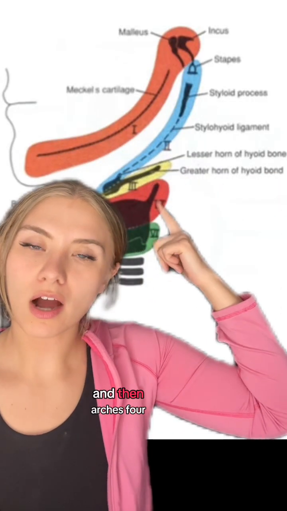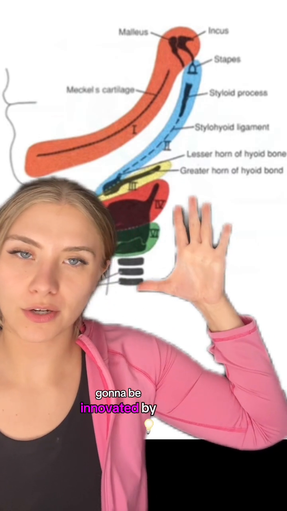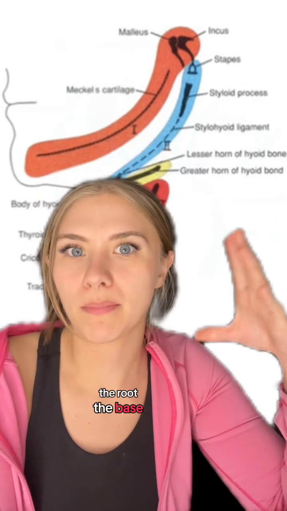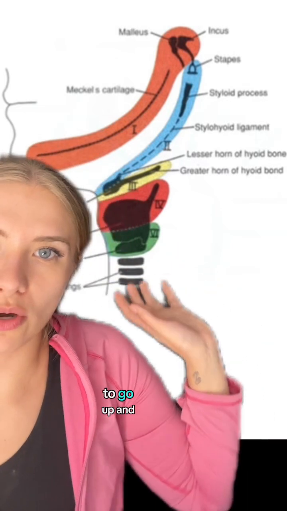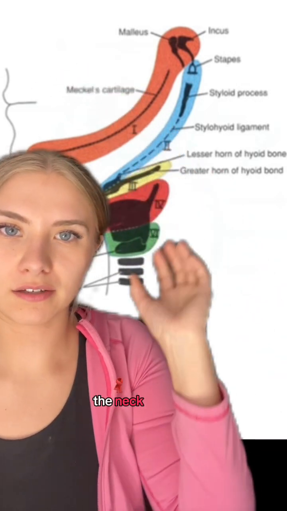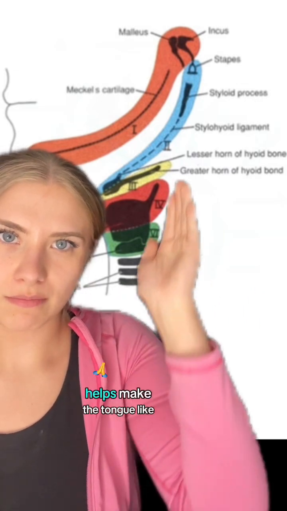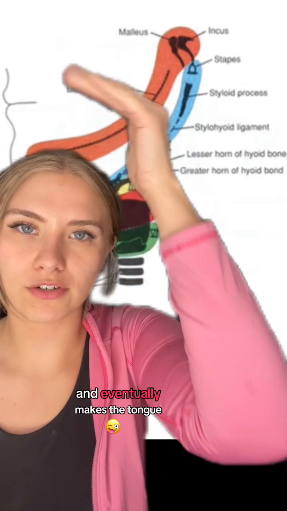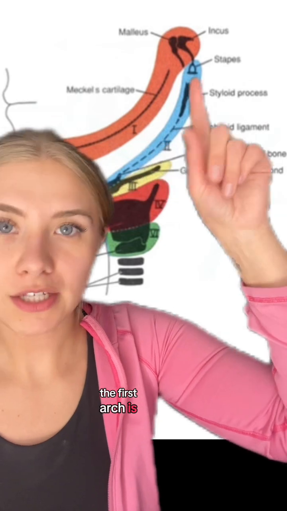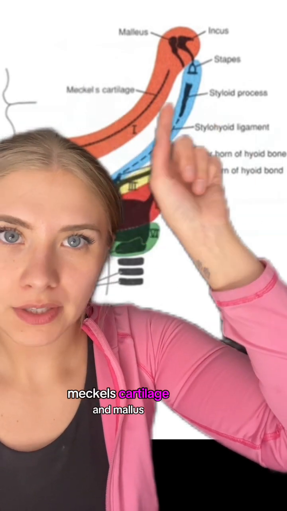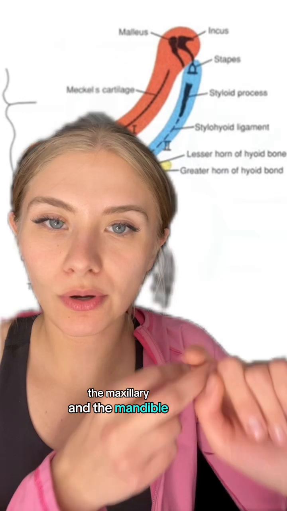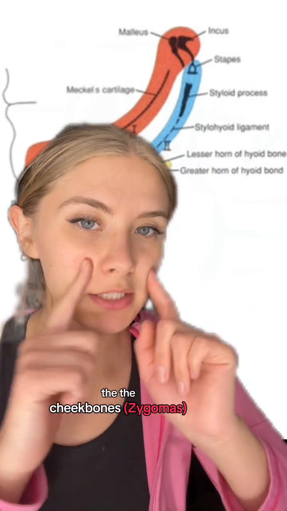Okay, and then arches 4 through 6 are also going to be innervated by number 10, which is in that very posterior part of the tongue, the root, the base. Eventually, these are going to go up and make the tongue and the neck. Basically, 3 to 6 helps make the tongue. Like, it grows and eventually makes the tongue. Know that in the mandibular, the first arch is going to have a Meckel's cartilage, a malleus, an incus. It's going to help make the maxillary and the mandible, the cheekbones, the zygomas, and the temporalis.